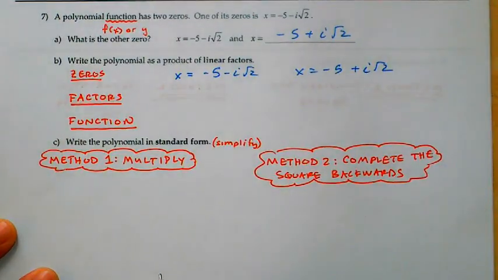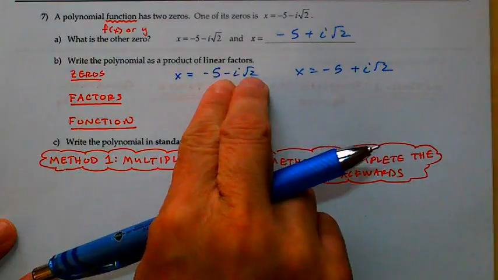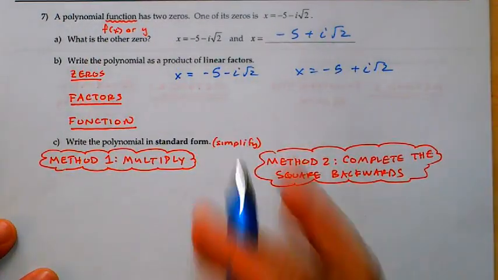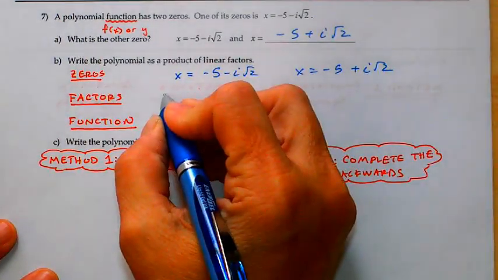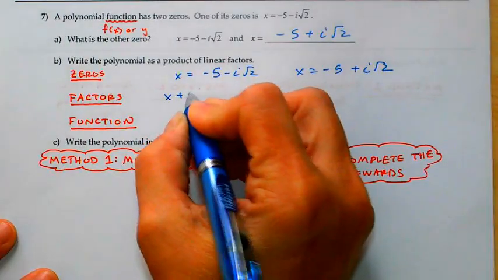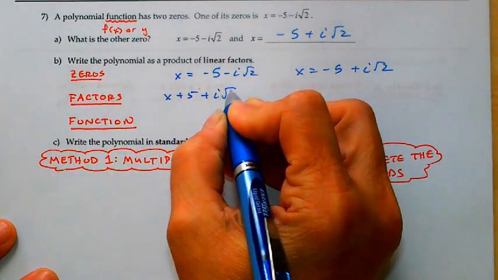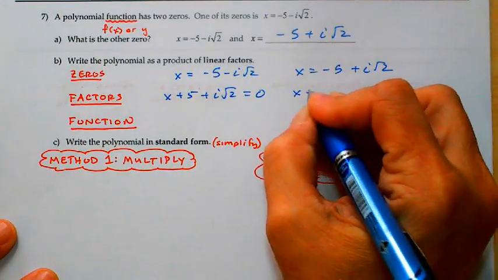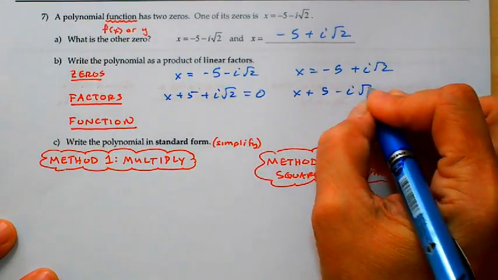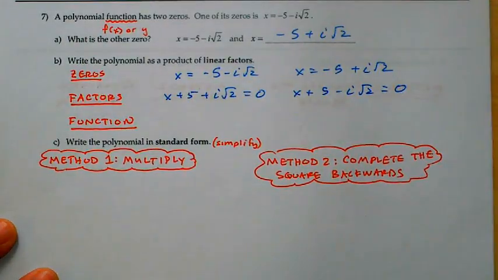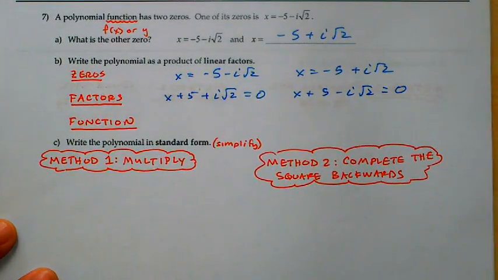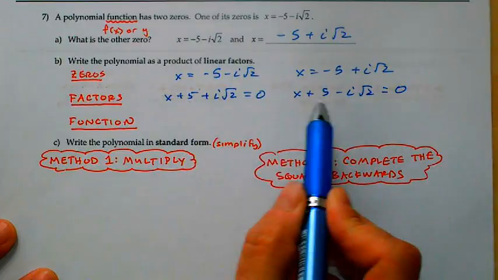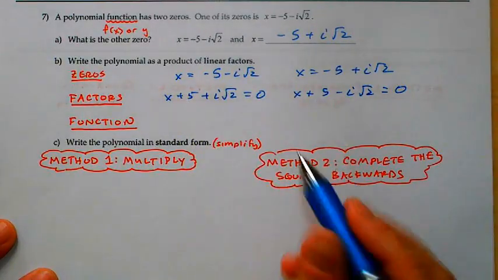And we've seen in the past that to change a zero into a factor, we just want to bring all of the terms on one side and have it equal to 0. So we will get this crazy looking factor that we're not used to really seeing, but welcome to pre-calculus, everybody. You're going to see some new things this year. So we can consider these two to be the factors of the function.